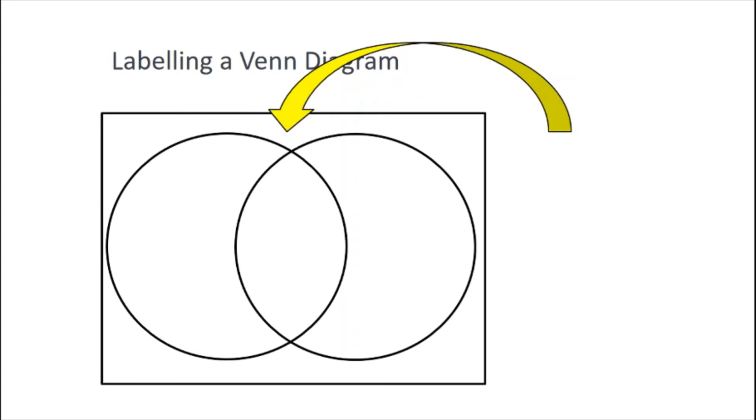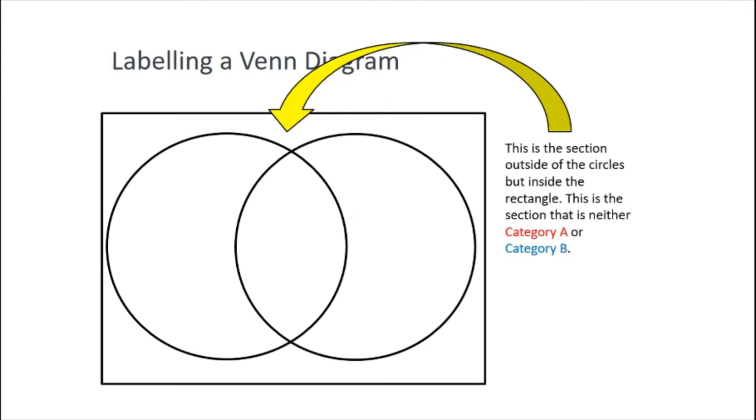The outside, this region here, is things that don't belong to either group. So they belong to neither A nor B. So again, in my boys with blonde hair example, if you have a girl with dark hair, they wouldn't belong to either group, they belong in this outer section.